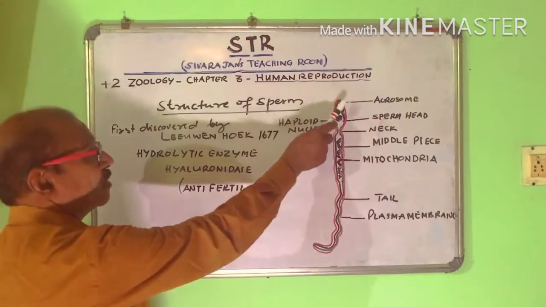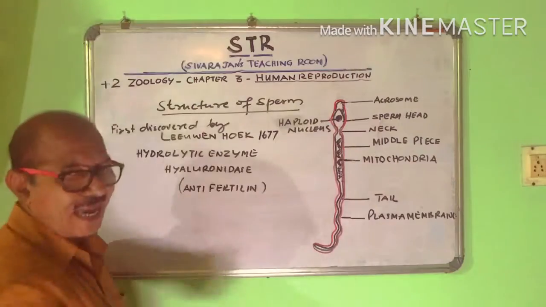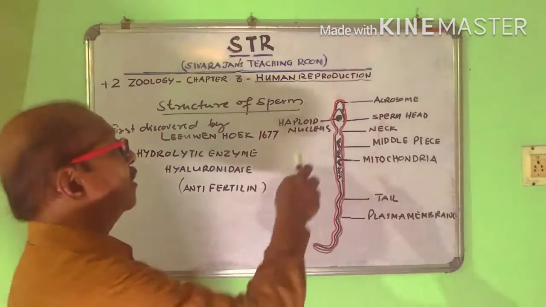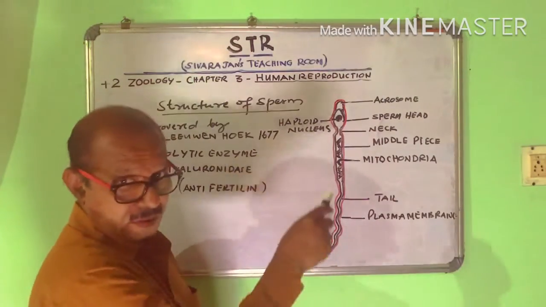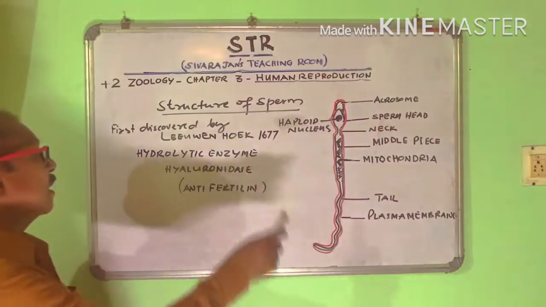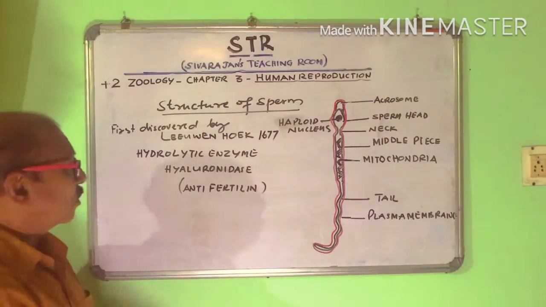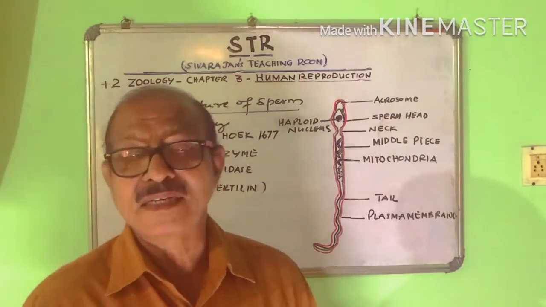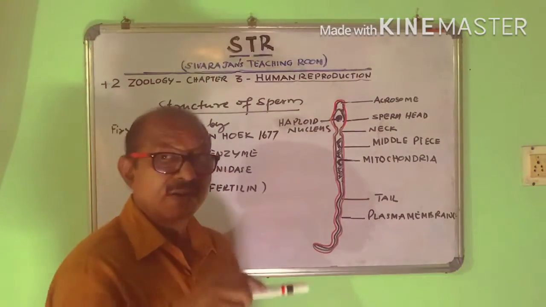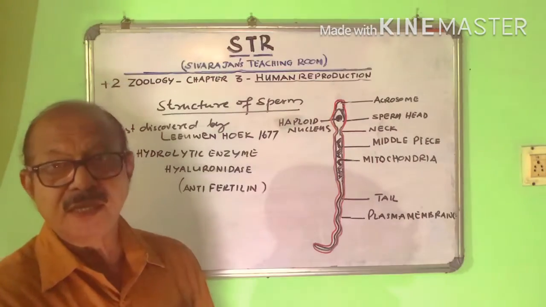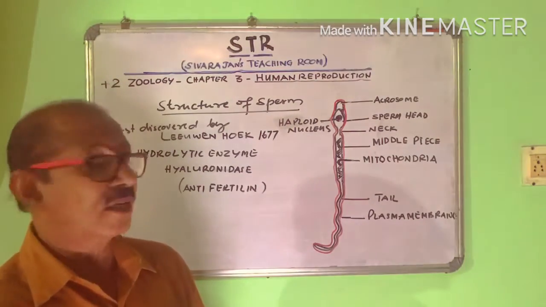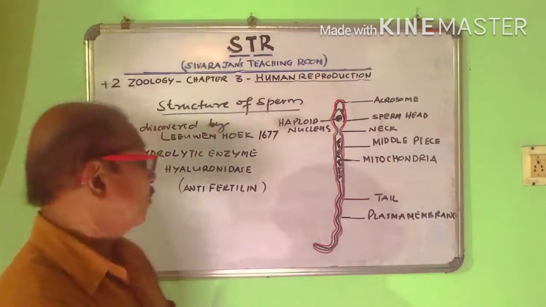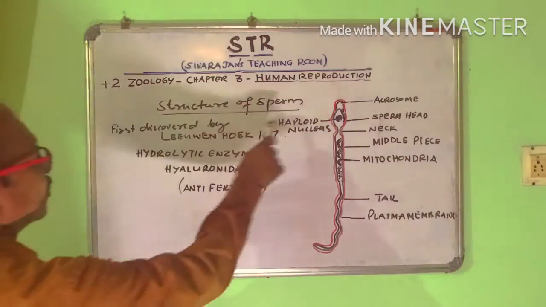So what is the importance of the acrosome? The acrosome is a cap-like structure at the tip of the head. It contains a hydrolytic enzyme, hyaluronidase. It is anti-fertilin. It helps the sperm to penetrate into the ovum. So this is about the structure of the sperm.